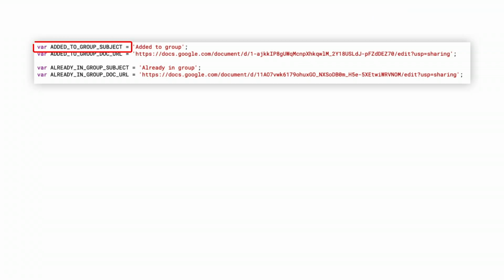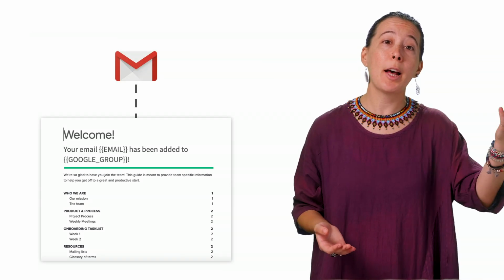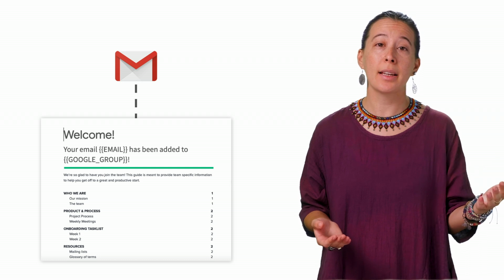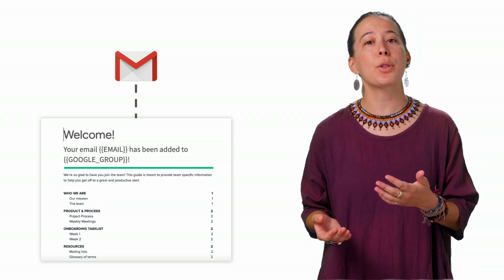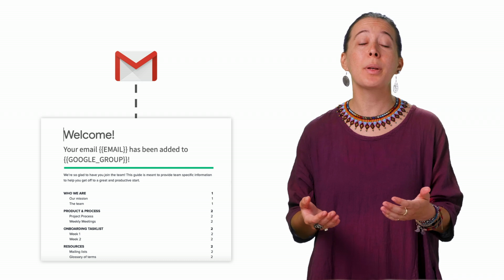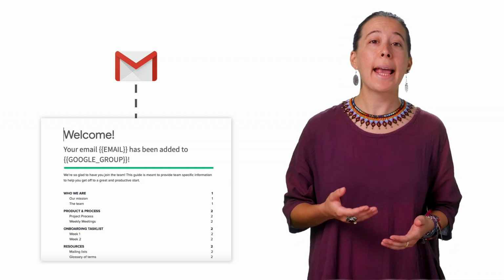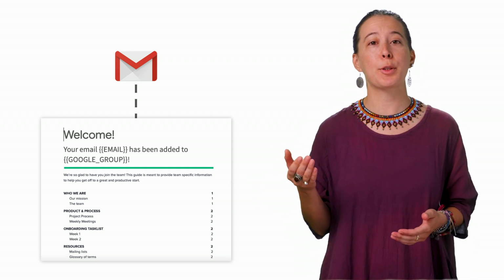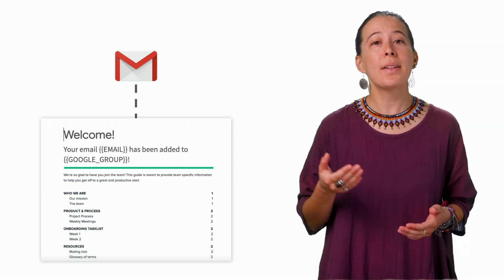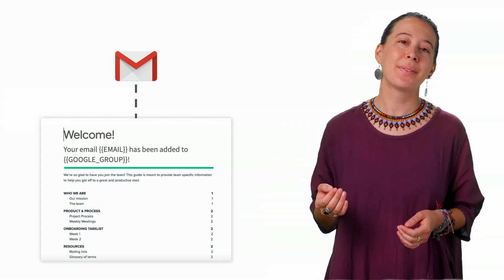Now let me dive into the script a bit more. At the top, you set the two subject lines and the two links to the Google Doc templates you would like the emails to be formatted as. One email is to help the user know that they have been added, and you can add the list of resources you would like them to review from the comfort of their inbox. And if someone already kindly added this person to the team's group, the second email template lets them know.